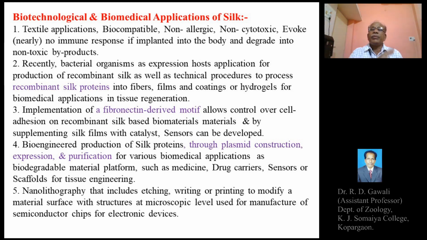So these are the important features of the silk, due to which only we can use the silk in various biomedical applications, such as production of recombinant silk proteins or fibers. Recombinant silk proteins or the fibers, films, coatings and hydrogels, which are having biomedical applications in the tissue regeneration. Tissue regeneration means for the treatment of various diseases. For the treatment of various diseases, we can obtain the recombinant silk proteins.